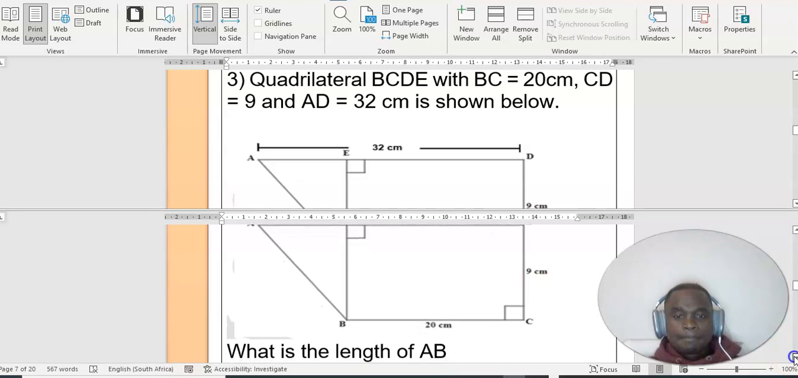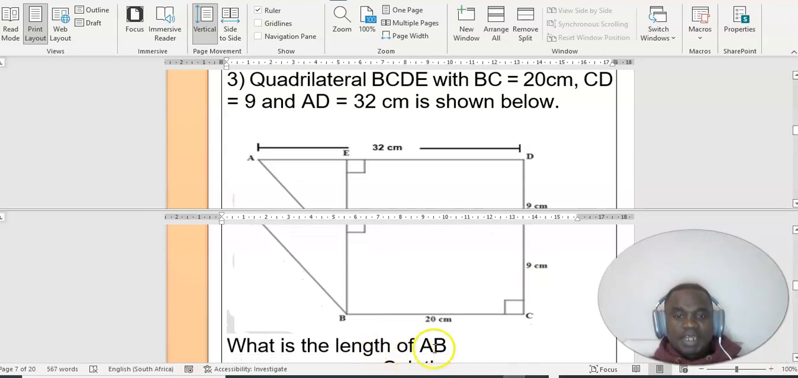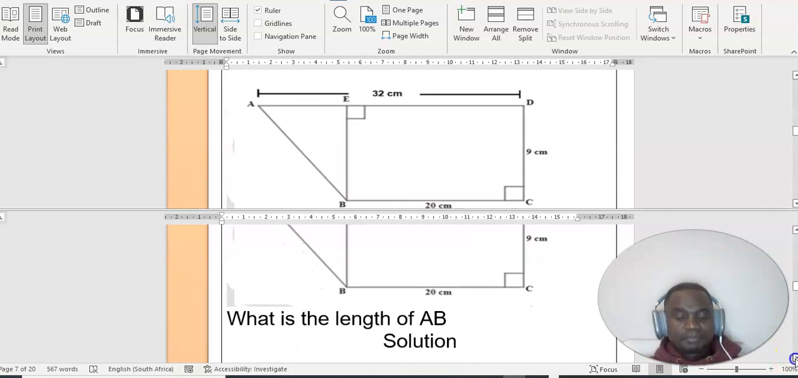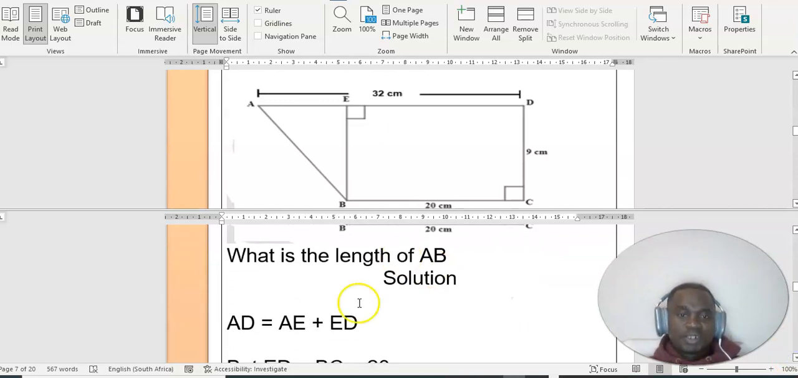Okay. What is the length AB? They want us to find length AB. This one. They want us to find AB. How do you do that? Let's see. We have our solution. AD is equal to AE plus ED.